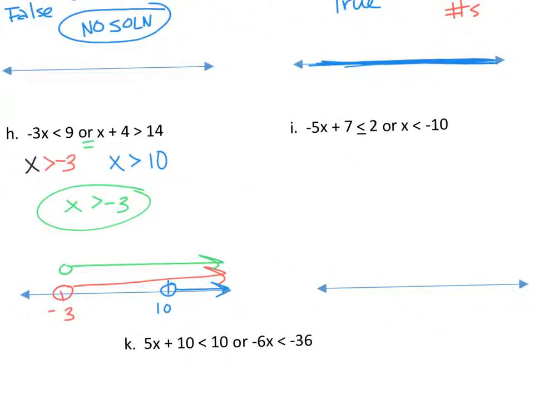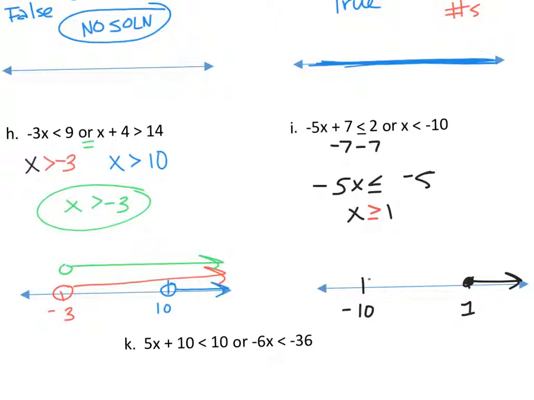Okay, I have another or, so I'm going to subtract 7. So negative 5x is less than or equal to negative 5. I'm dividing by a negative, so I've changed the inequality. So I have x is greater than or equal to 1, or x is less than negative 10. That's going to be an open dot to the left.